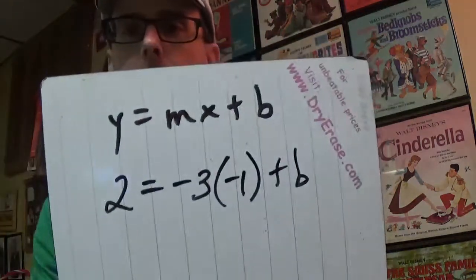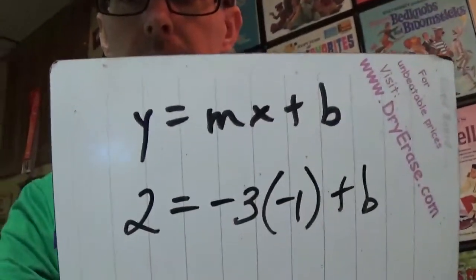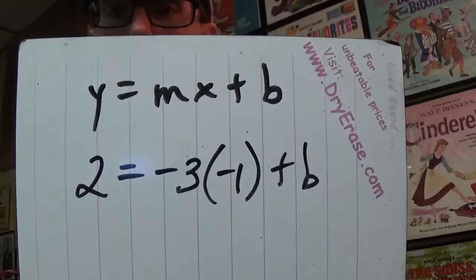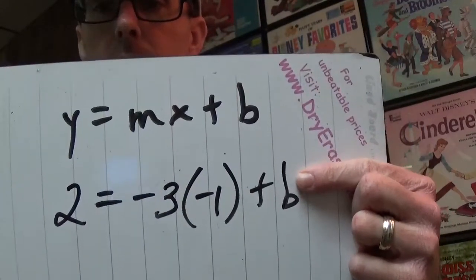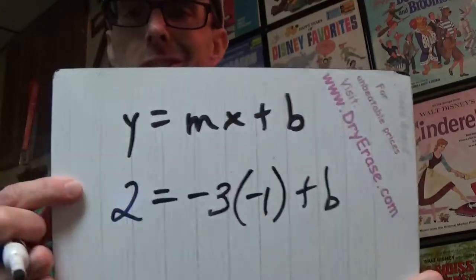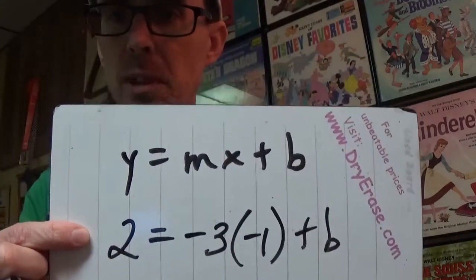I know a y, I know the m, and I know an x. Let's plug those in. So I know that the y was 2. I know the slope was negative 3, and the corresponding x was negative 1. So I plug in what I know to figure out what I don't know. Let's solve this very basic, straightforward 7th grade equation.